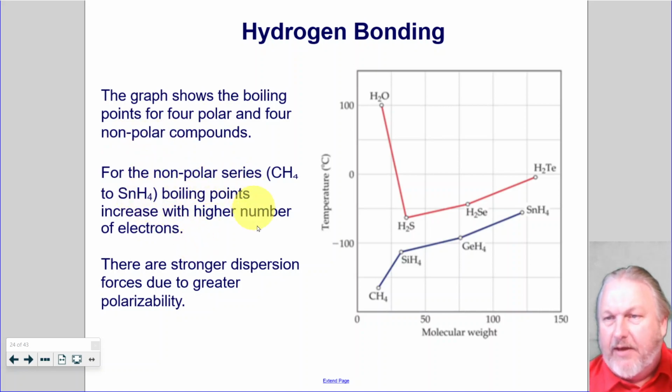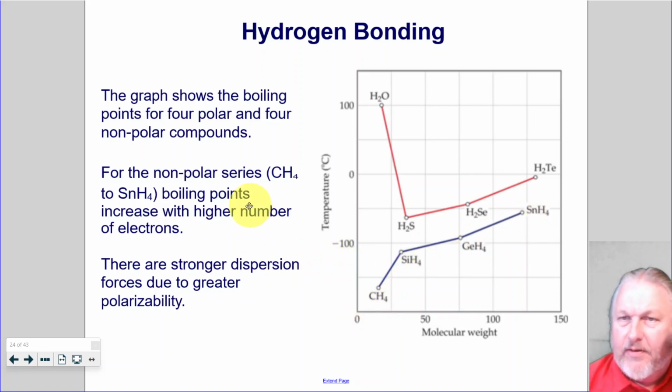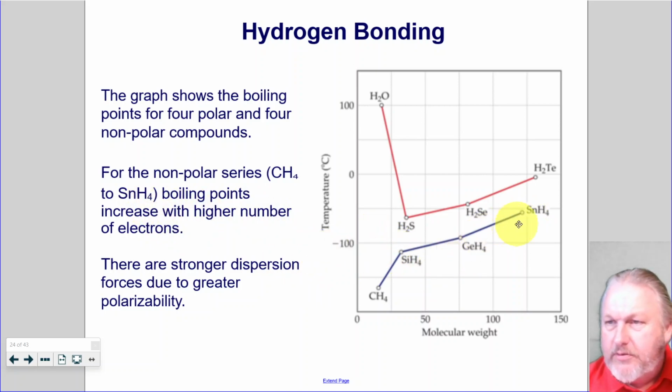Now, if you look at the nonpolar series, that's methane and the other hydrides of the carbon group, the boiling points are going to increase as we have more electrons. This has fewer electrons than that one, and we're going down the group, the carbon group. And then, of course, the boiling point will go up because these are very nonpolar compounds. These are stronger dispersion forces due to what? Because of greater polarizability.